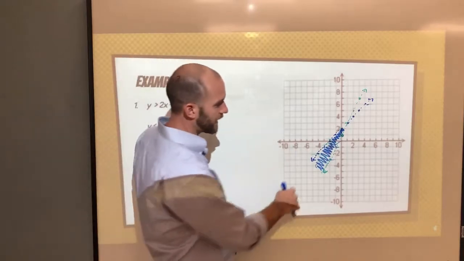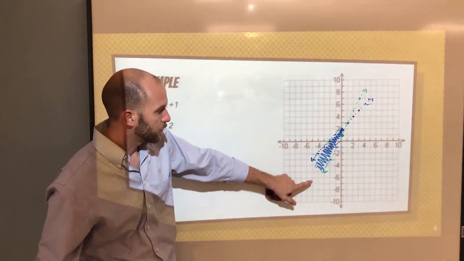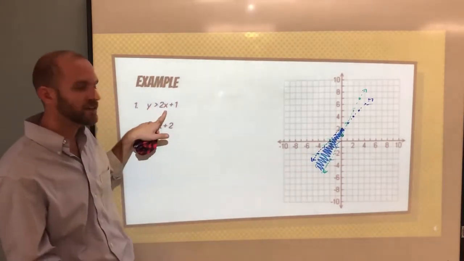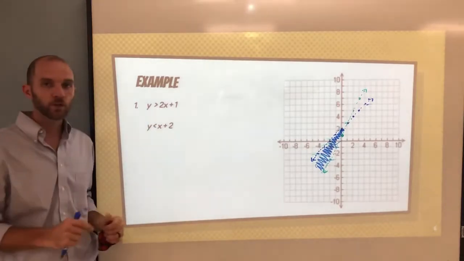What this means is I could pick any point in here that is not on these lines, mind you. I could put any point in here, I could substitute for x and y in both inequalities, and that point would satisfy both inequalities.